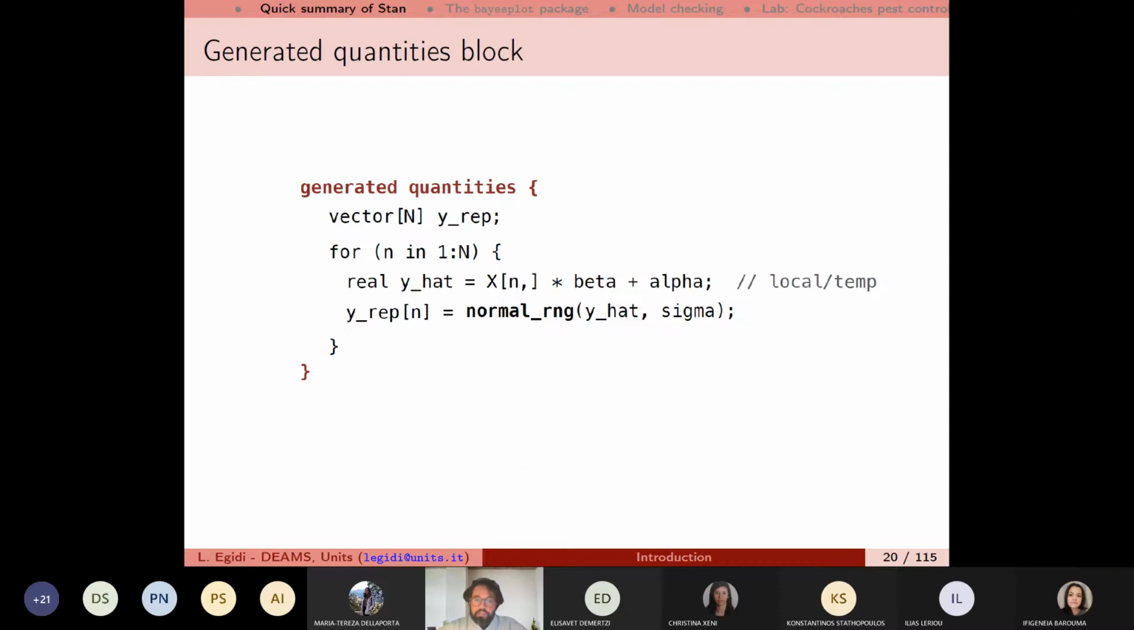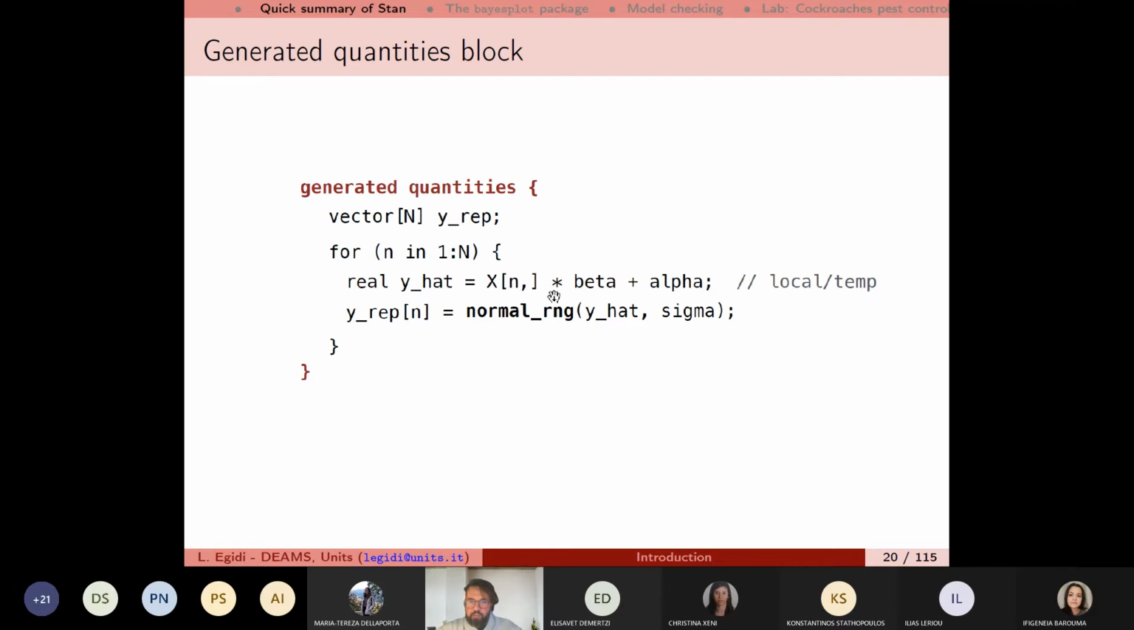In the generated quantities, as I told you before, you can define hypothetical replications. Hypothetical replications from the model, as we will see, are quite relevant for understanding how the model is able to generate values which are, let's say, close to the data that I observed. So yrep is usually the notation that is used. I have to generate a yrep vector with dimension n, which is the data dimension.